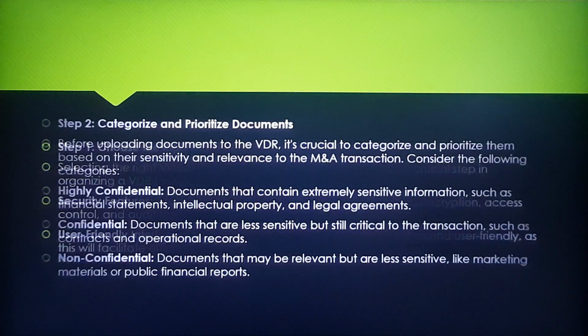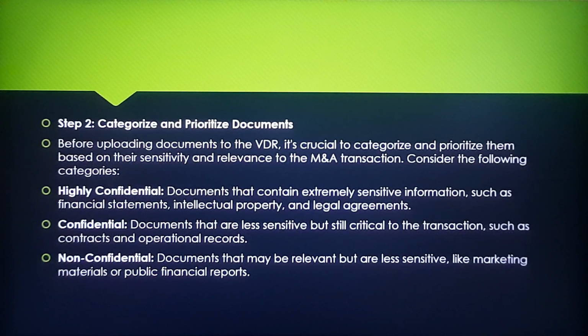management. Categorize and prioritize documents. Before uploading documents to the VDR, it is crucial to categorize and prioritize them based on their sensitivity and relevance to the M&A transaction. Consider the following categories.